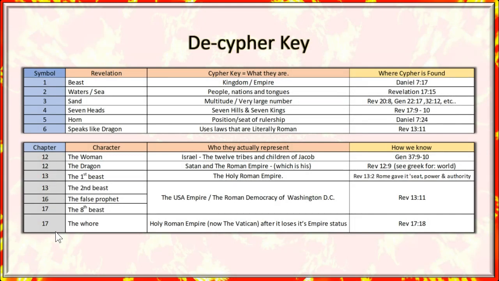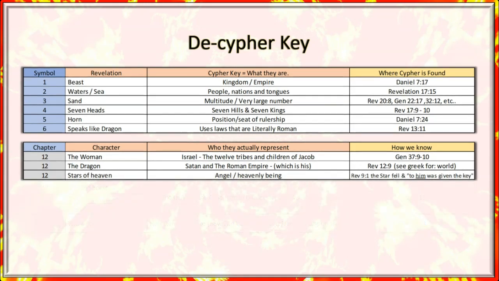So what we're going to do is get rid of these guys and add another character here. Let's do that real quick. All right, and we have the stars of heaven, which is an angel, a heavenly being, and many of us are aware of this. And how do we know? Because a star fell from heaven, and to him was given the key. So to this star that fell from heaven was given a key. And of course, in chapter 1 of Revelation, we have the Lord calling the stars in his hands angels. So we've got total confirmation in that respect.